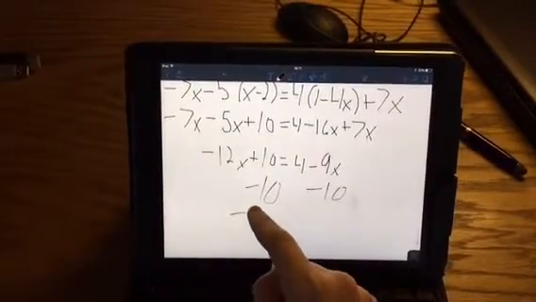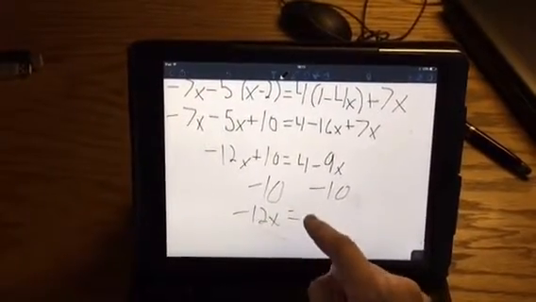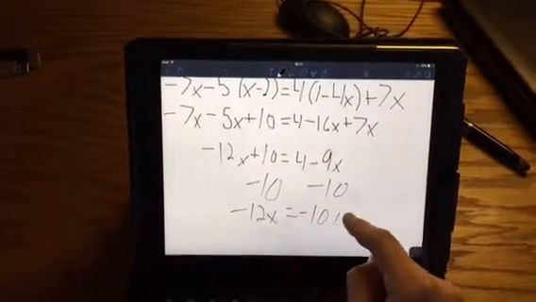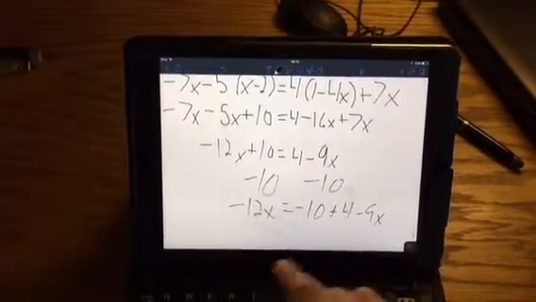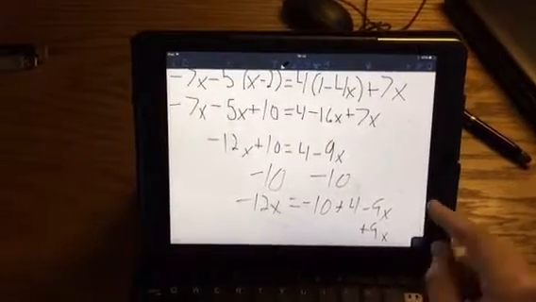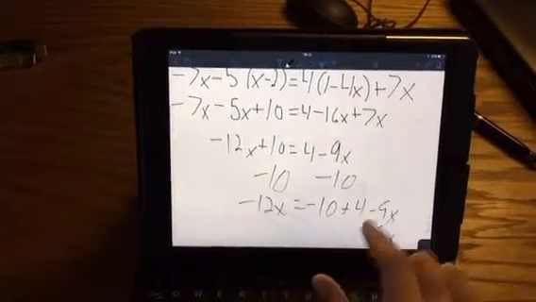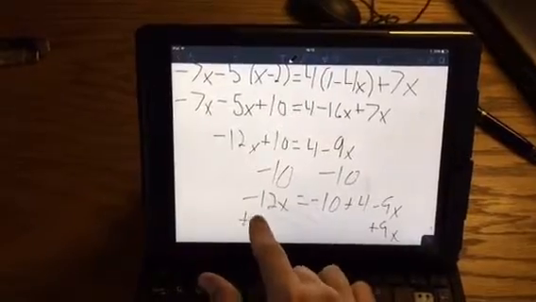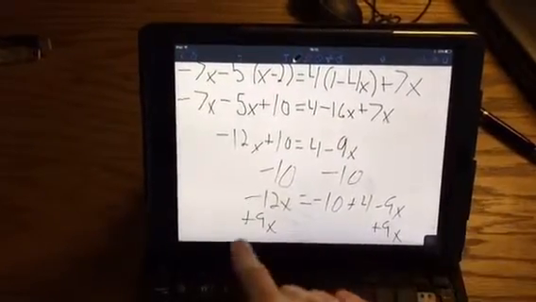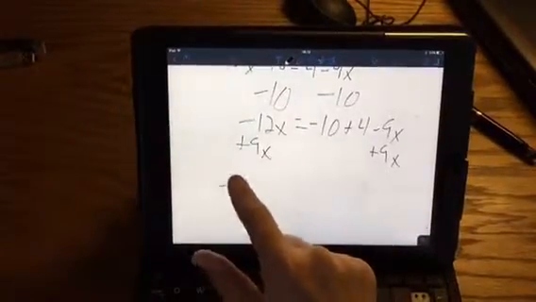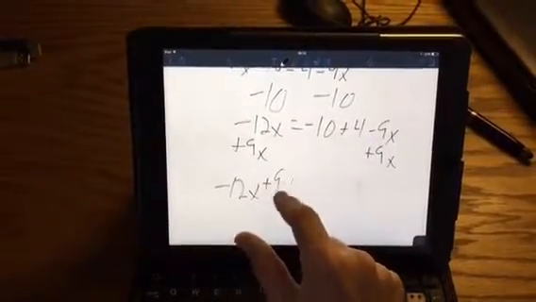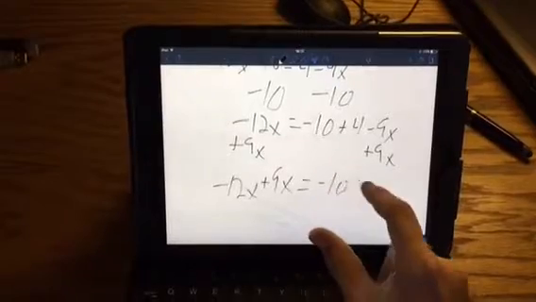So you end up with negative 12x over here, and you have negative 10 plus 4 minus 9x. And then over here, since you need this number over here, you add 9x because it is a negative, so you want to get it to 0 over here, and you have to do the same thing over here. So you end up with negative 12x plus 9x equals negative 10 plus 4.